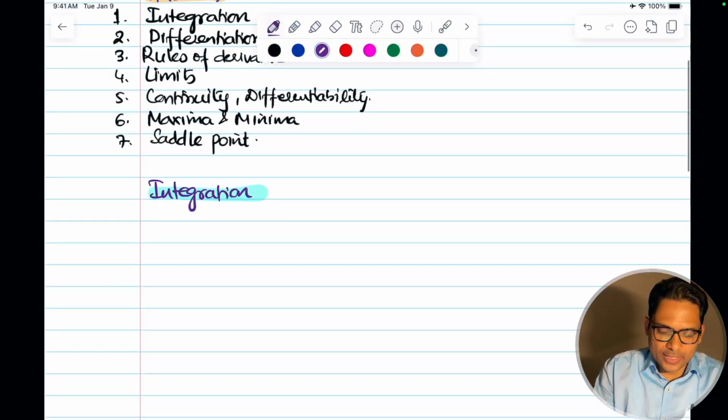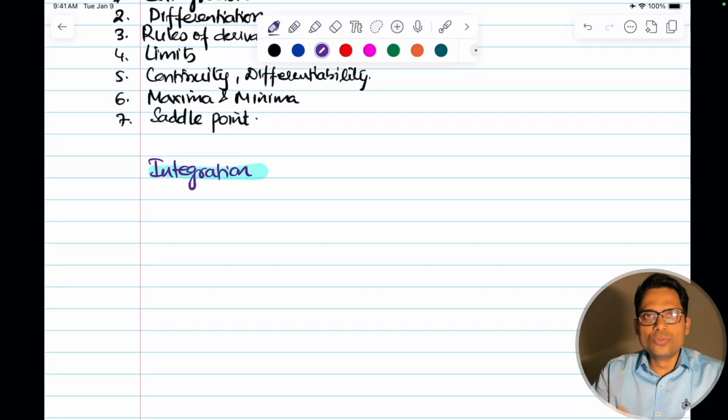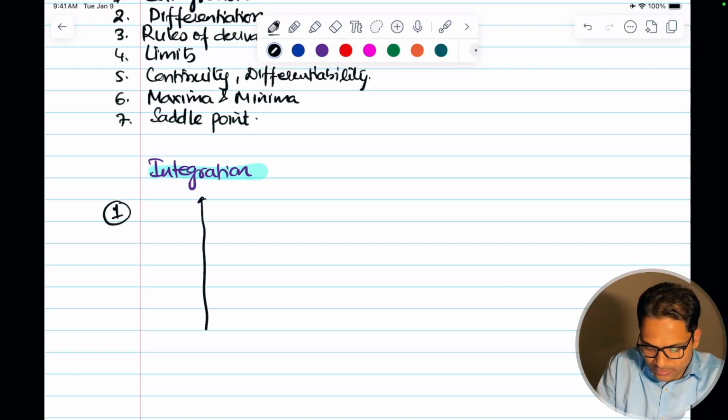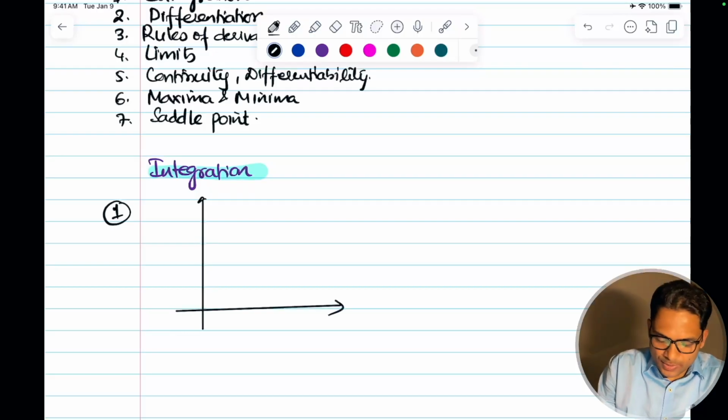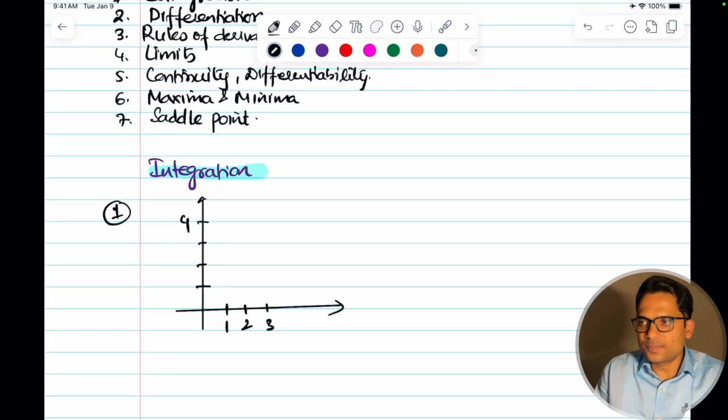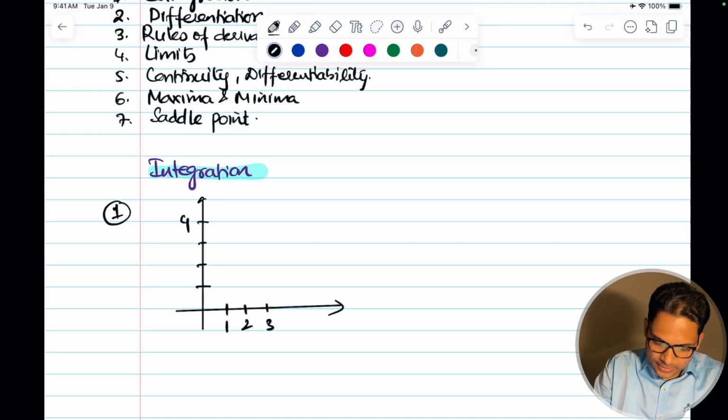So let's understand it quickly. I'll give you two simple examples and then you will get the hang of it. Say for example, let me draw the coordinate axes, then it will make more sense for you. So I have 1, 2, 3, and 1, 2, 3, 4 like that. So we have a point here.